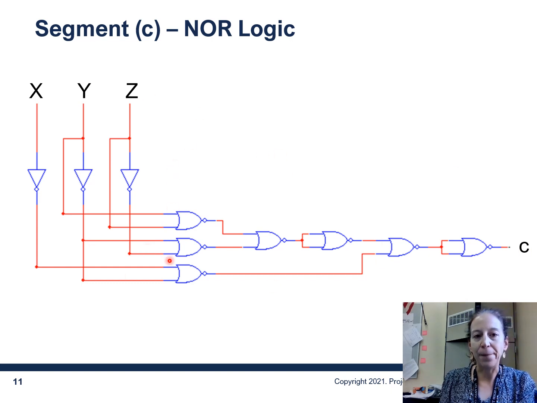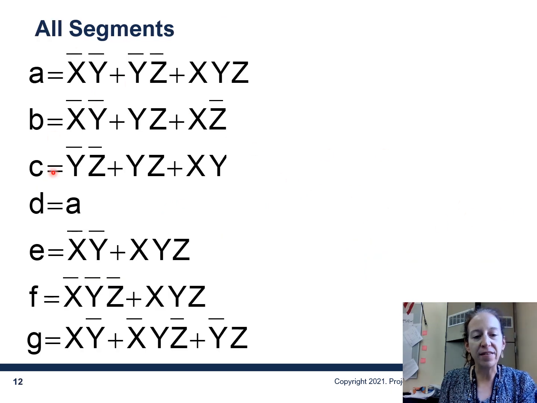And so you can simplify that and then implement one of your segments with just NOR logic. Now, then they jump through.